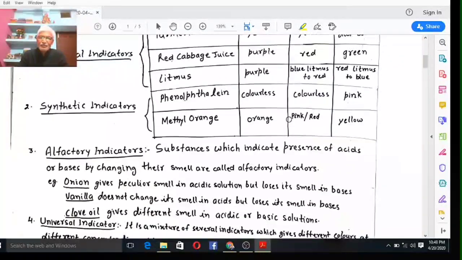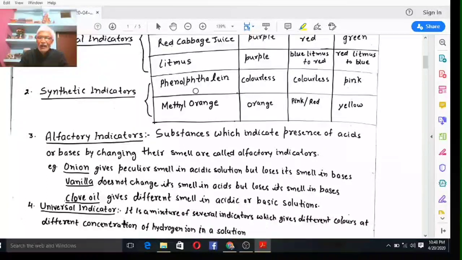Synthetic indicators are phenolphthalein and methyl orange. Phenolphthalein is colorless; it does not have any color. It remains colorless in acids but becomes pink in bases. Methyl orange: its natural color is orange, and it becomes pink or red in acids and yellow in bases.